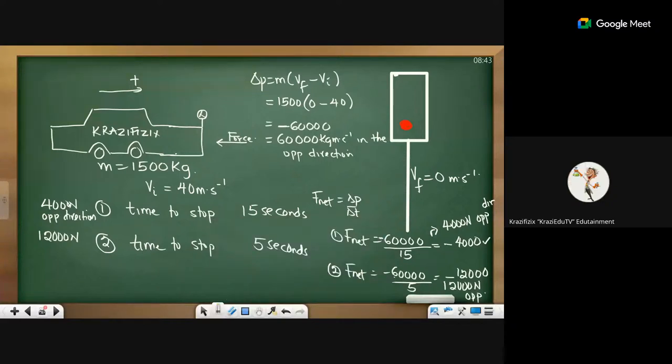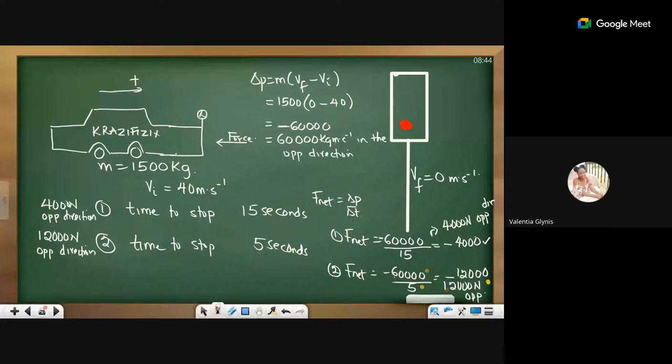We are seeing the same change in momentum because the mass is the same, initial velocity is the same, final velocity is the same. What is different? This guy now uses 5 seconds. Good. F net is delta P over delta T. Okay. Negative 60,000 over 5. What's our answer? 12,000. Good. Negative, right? Yes. So it's 12,000 in the opposite direction.